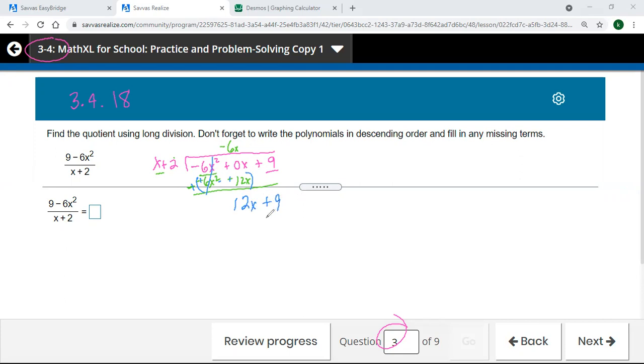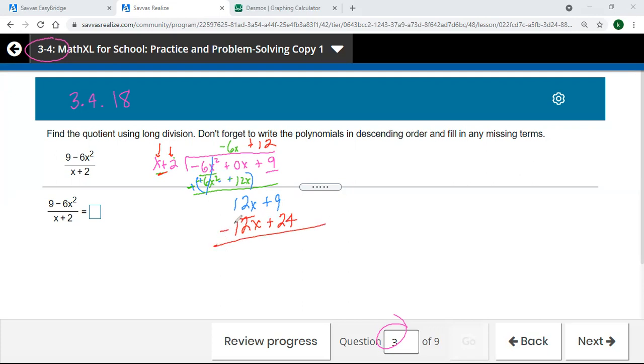So on this problem, we go to the next step. X times what to get the 12x? Hopefully they agree, just 12. Then multiply that 12 times each of these things in our divisor to see how much we've created. 12x times x is 12x squared, and 12x times the 2 is a 24.